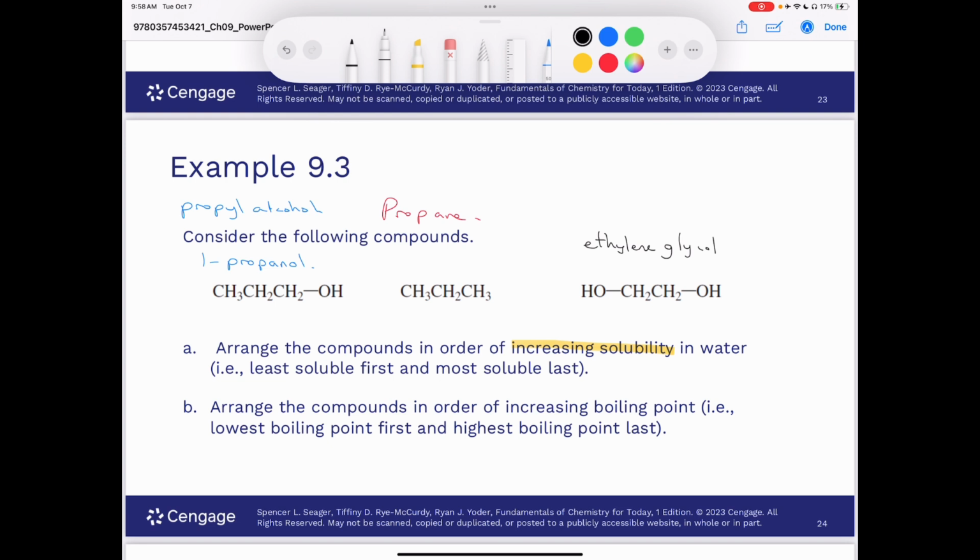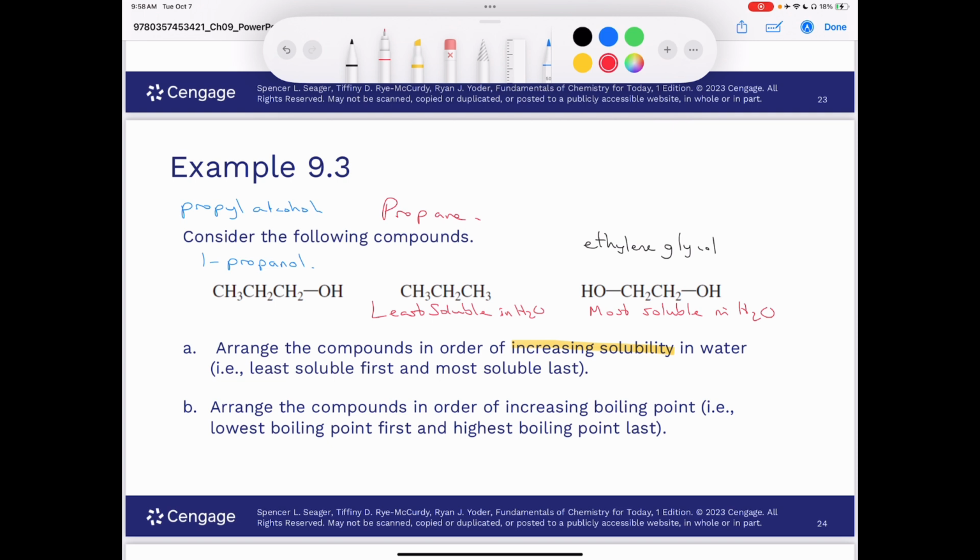Okay. Well, when it comes to increasing solubility in water, you can see that ethylene glycol is going to be the most soluble in H2O. Why? Because it has two hydroxyl groups, which can participate in hydrogen bonding with water. And you can see that the propane is going to be the least soluble because it has no hydroxyl groups, and then the propanol is going to be somewhere in between because it has one hydroxyl group.